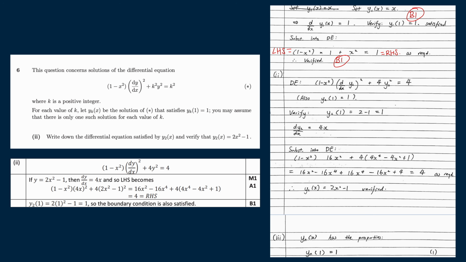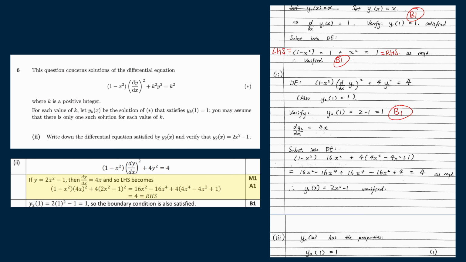In terms of the verification, so this is really good. They've told me what they're doing. They're verifying the boundary condition. I like that they've left the numbers unprocessed here. Writing 2 minus 1 rather than just 1 straight away makes it clearer that they're actually verifying by plugging in and they're not just, for example, bluffing. So the B mark for part 2 is definitely received there.